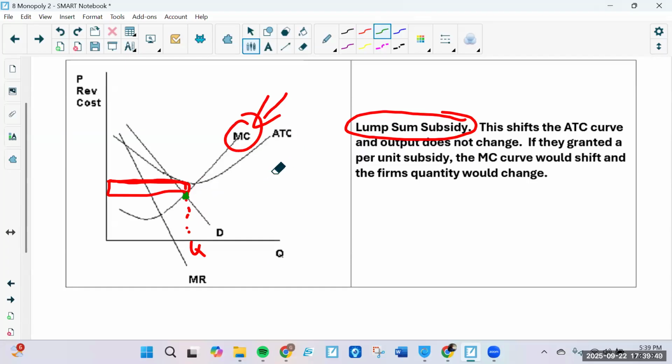So what instead is you give them a lump sum, which only affects the average total cost curve. You give them a lump sum, you're giving them money, so on average their costs fall, and you want to give them enough of a lump sum subsidy to bring that average total cost curve equal to price, where the earnings are a normal profit. Again, tough question, but you have to know the difference between per unit and lump sum. You know that per unit affects anything that's variable, marginal cost. Lump sum only affects the average total cost, anything that's total or fixed.